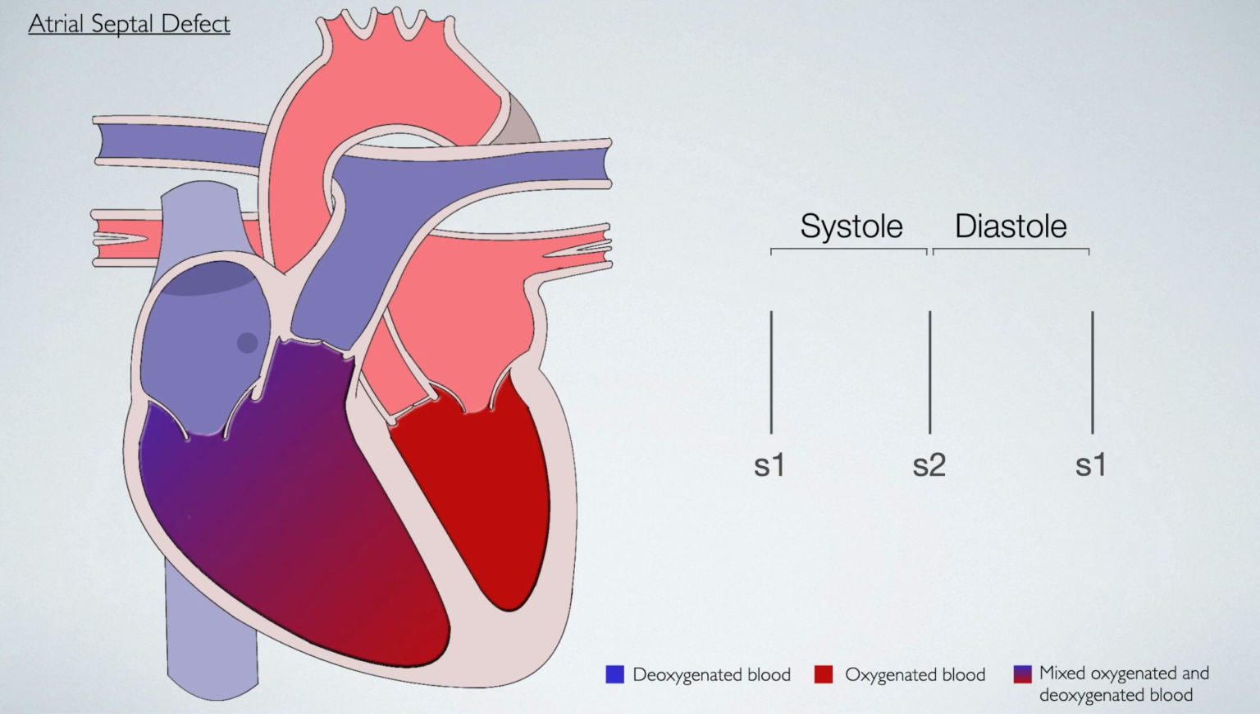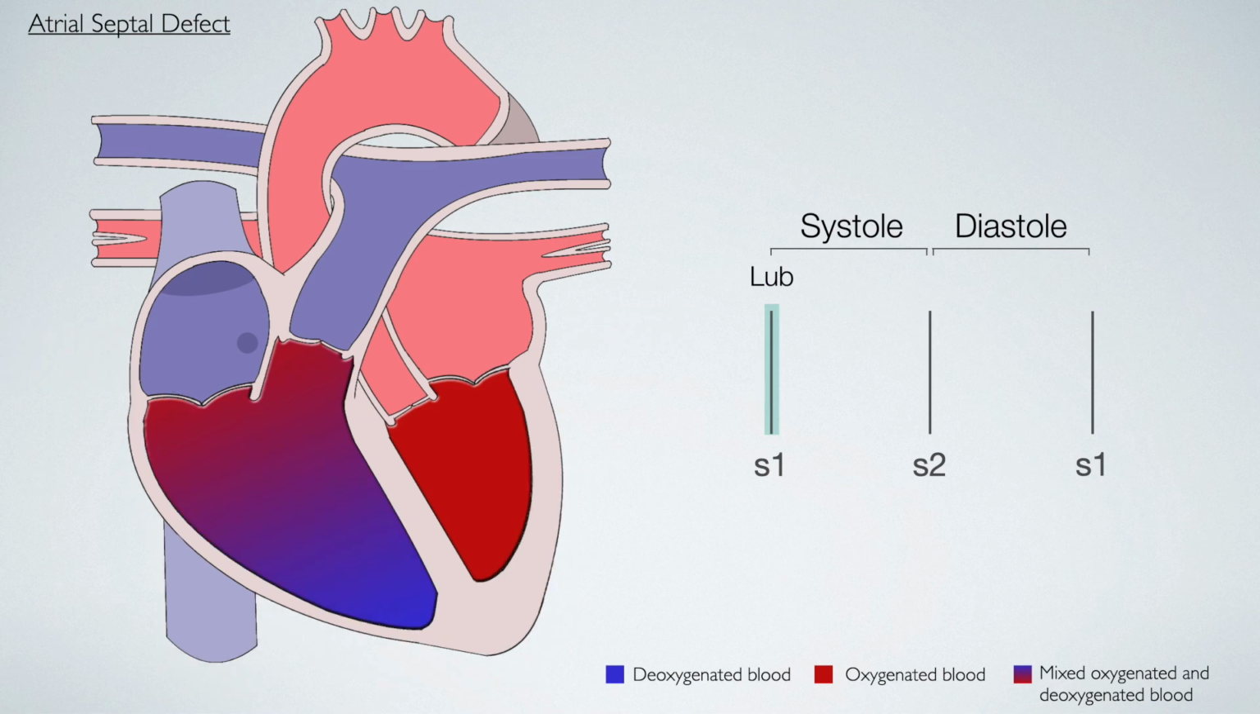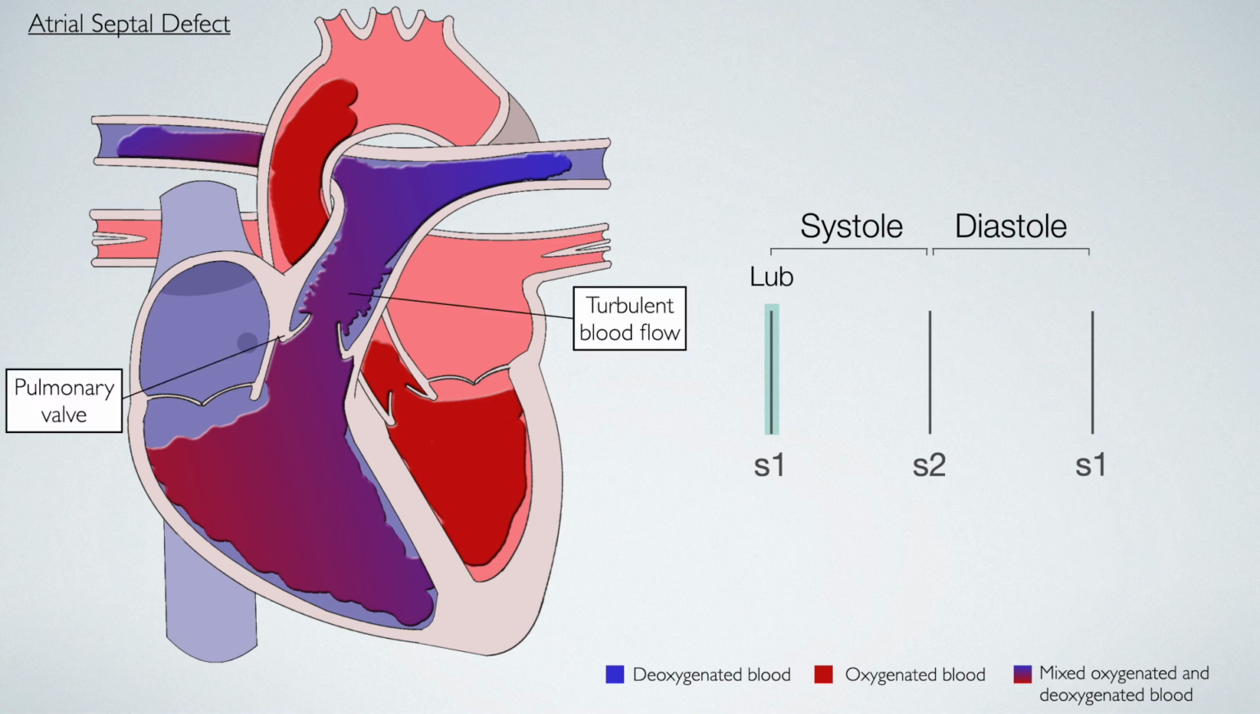As usual, the S1 heart sound is produced by closure of the mitral and tricuspid valves, and this produces the sound lub. Systole then occurs, and during this time the ventricles contract and force blood through the pulmonary and the aortic valves, and it's the increased volume of blood in the right ventricle being forced through the pulmonary valve that produces turbulent blood flow, resulting in our crescendo-decrescendo systolic murmur.